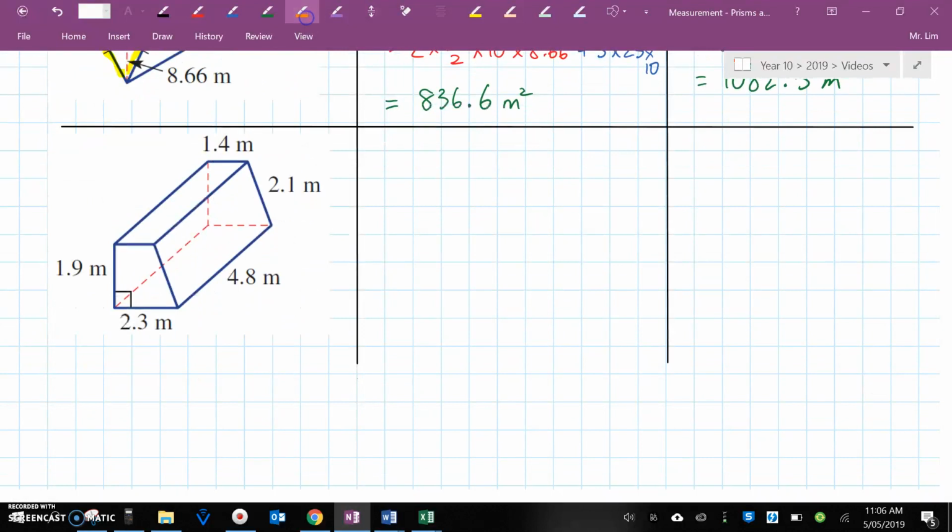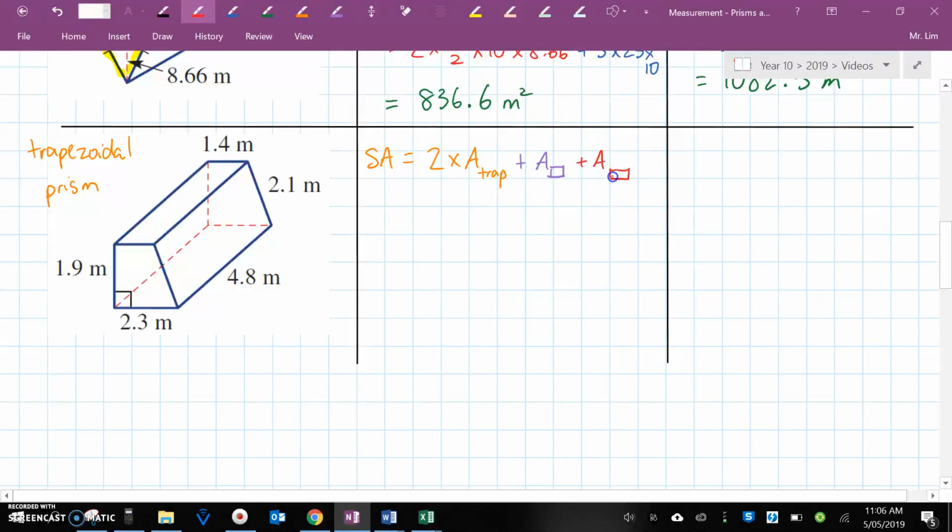Okay, last example. Here we have a trapezoidal prism. So the surface area is going to be equal to 2 times the area of a trapezium, because there are 2 of them and they're both the same size, plus the area of a rectangle, another rectangle, another rectangle, and one last rectangle.